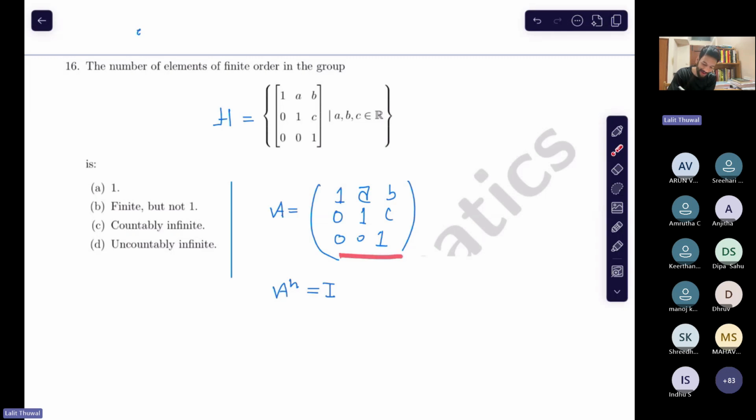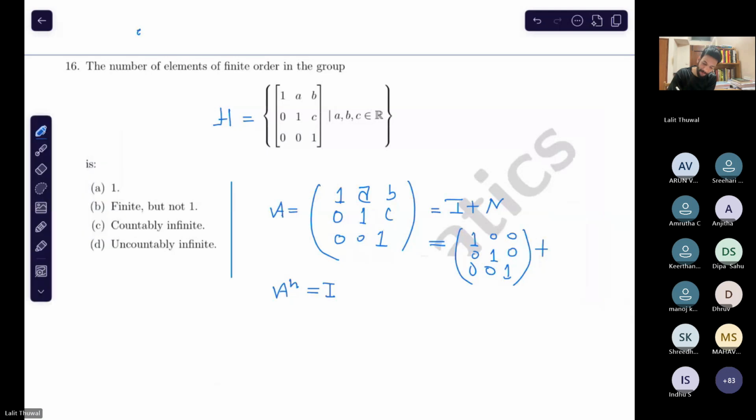So what do you do here? You write this matrix like this, where n is what I will let you know. I is the identity matrix of order 3, and you can use this in a lot of questions, not only here.